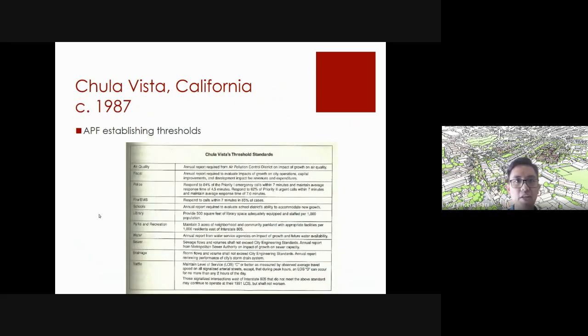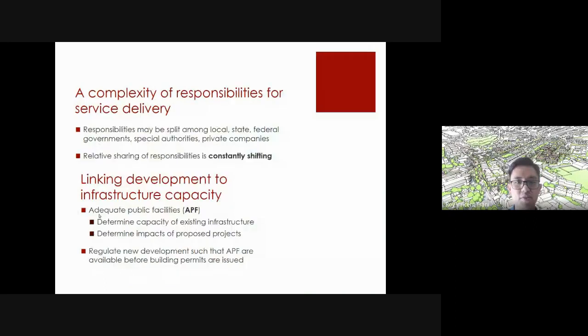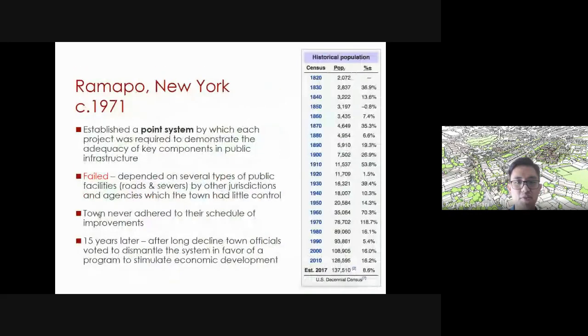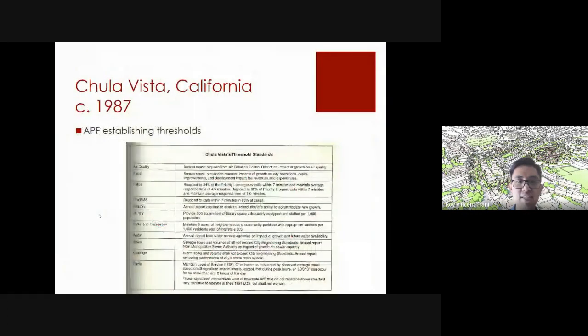So in Chula Vista, they had an adequate, what's APF again? I forgot my own acronym. Adequate public facilities sort of standard guideline. So their air quality is monitored by an annual report from the Air Pollution Control District.